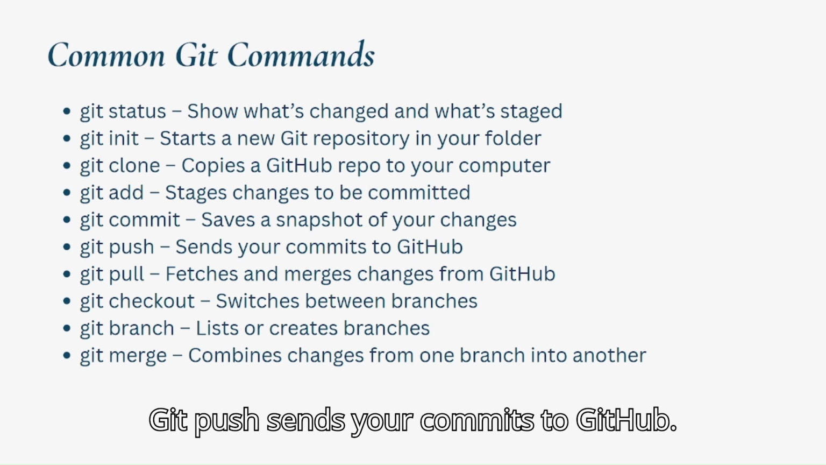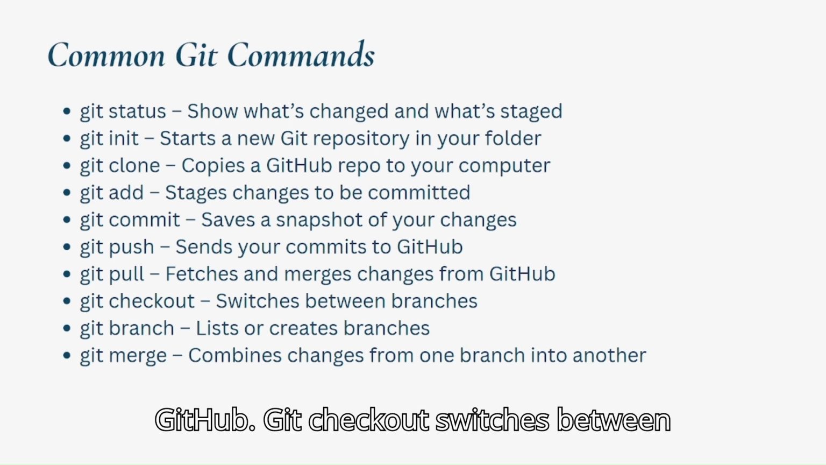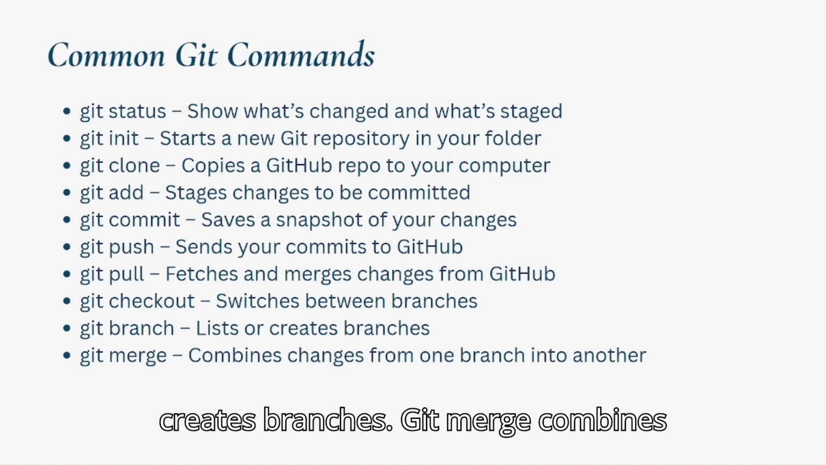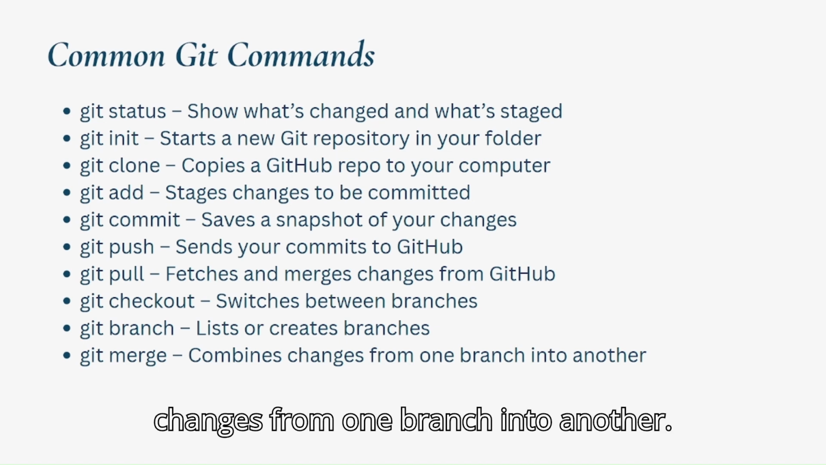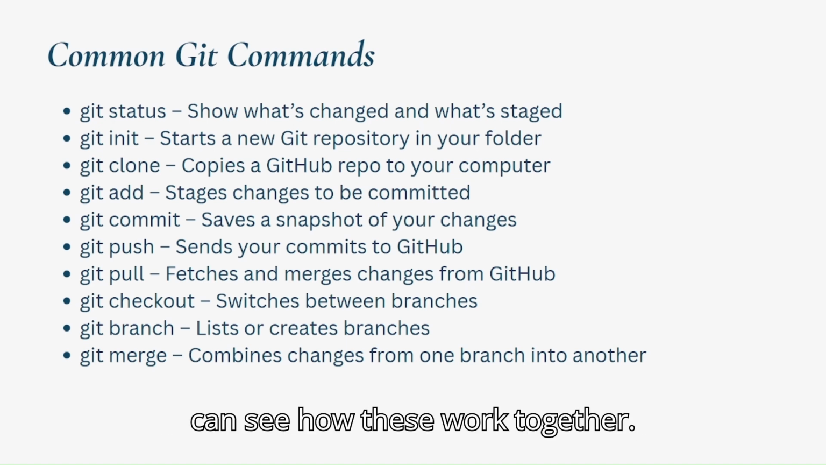Git push sends your commits to GitHub. Git pull fetches and merges changes from GitHub. Git checkout switches between branches. Git branch lists or creates branches. Git merge combines changes from one branch into another. Let's walk through a real example so you can see how these work together.